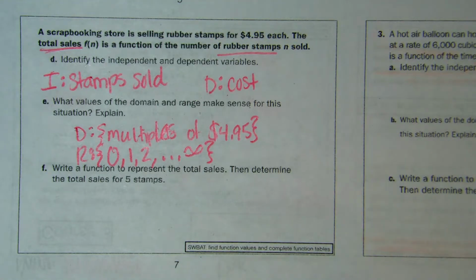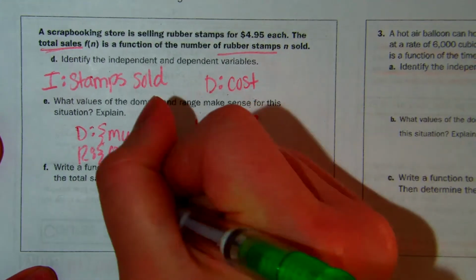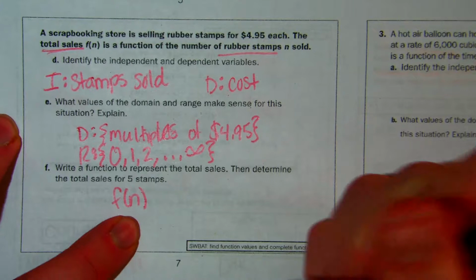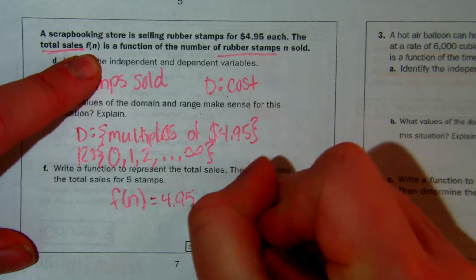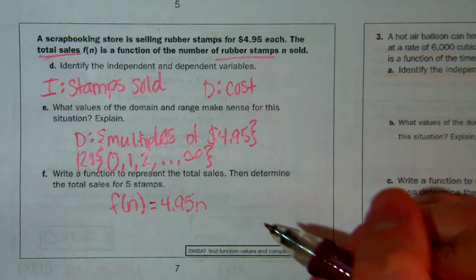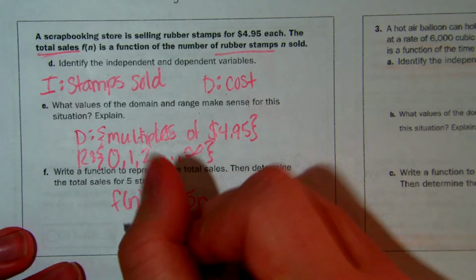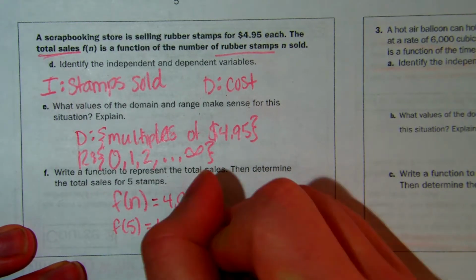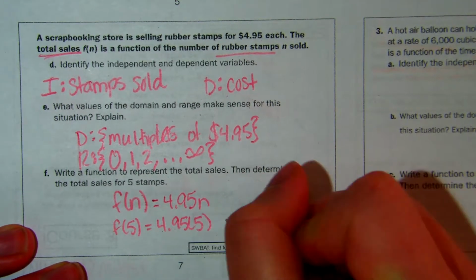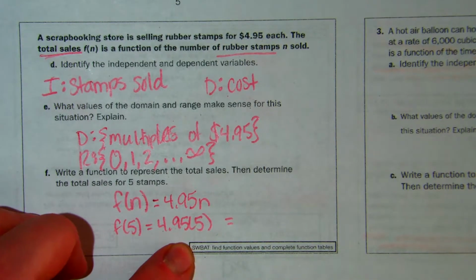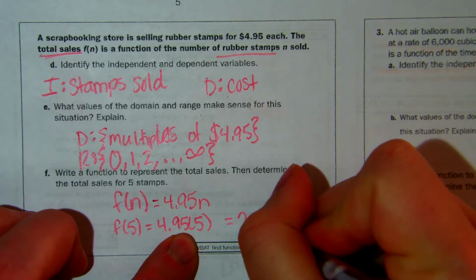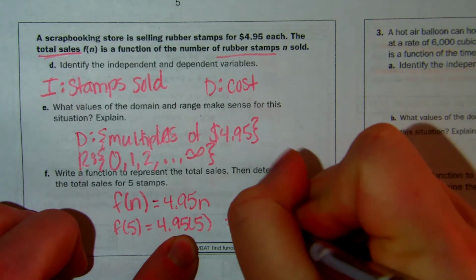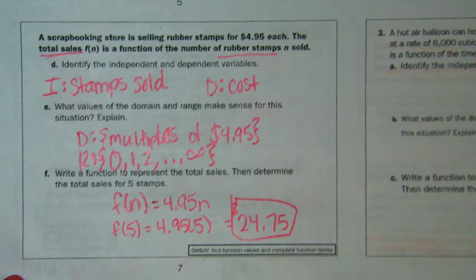So if we were trying to figure out what's the equation for this, we'd probably do y equals 4.95x, but because we're working with funny function things like this, instead of writing y, we'll write it like this, which they gave us. We'll put in our slope, and we'll put in our x, which happens to be the n. And then it says, then determine the total sales for 5 stamps. So f of 5 stamps equals 4.95 times 5, which is $5 times 5 is $25, but minus 25 cents, so $24.75. There we go. Let's try another one.